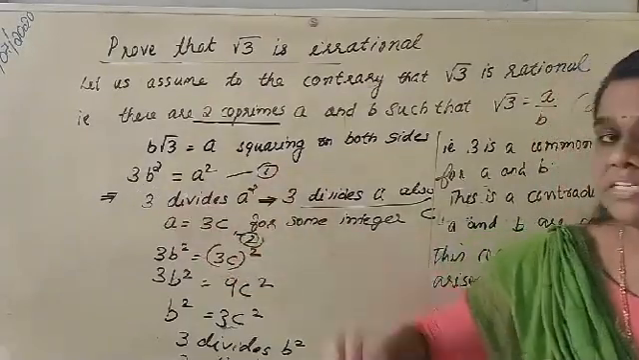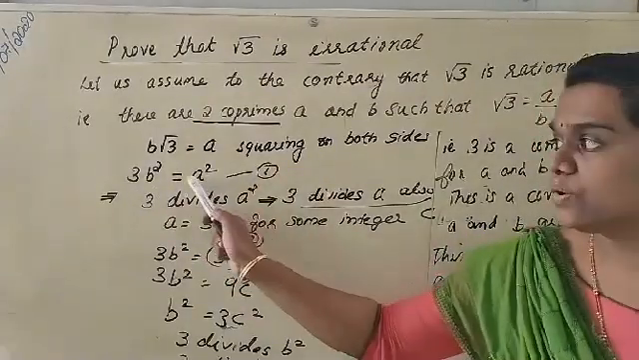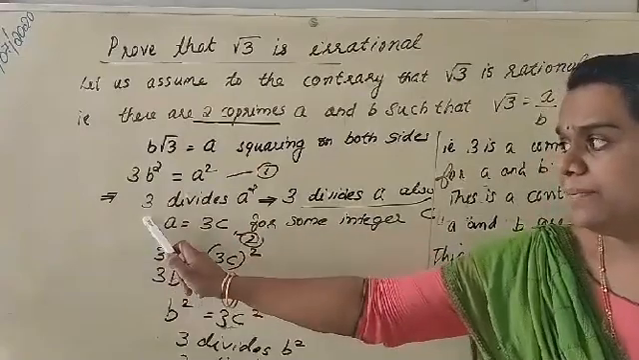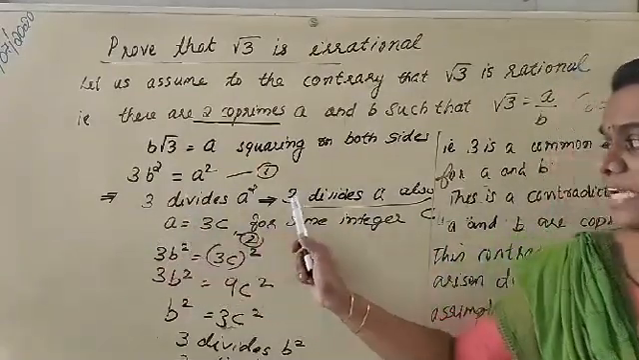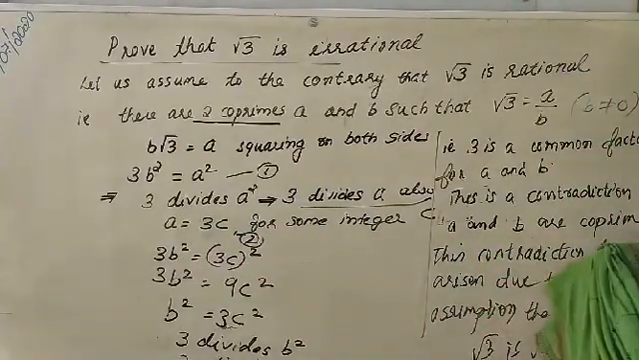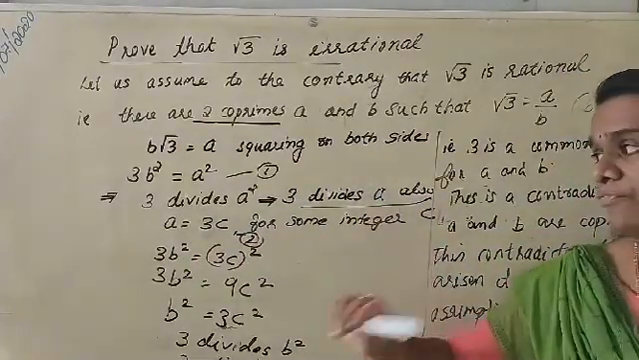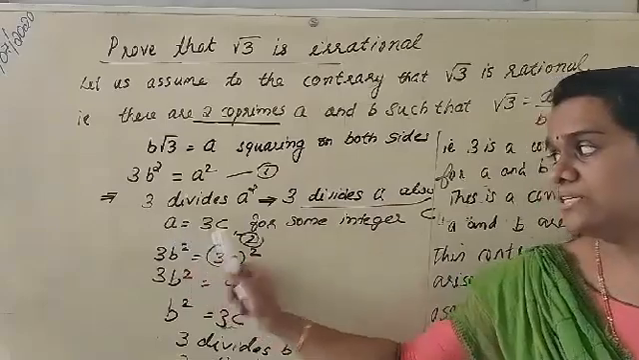3 into b square is equal to a square means a square is a multiple of 3. That means 3 divides a square. We have already studied that if 3 divides a square, 3 divides a also. A is a multiple of 3. So that we can write a is equal to 3c.